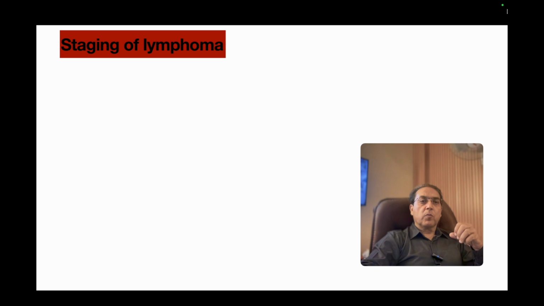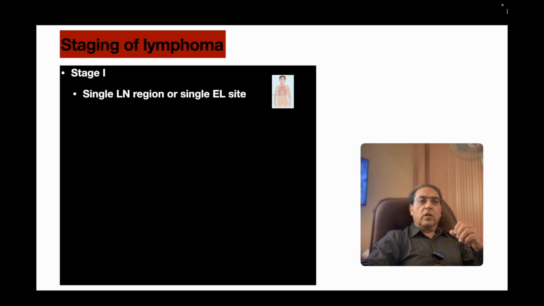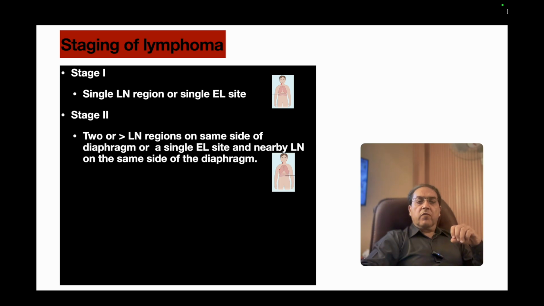Now, we stage lymphoma as stage 1. Stage 1 is lymphoma when only a single lymph node region or single extra lymphatic site is involved. For example, one lymph node group in the neck is involved, or only the spleen is involved. Stage 2 is two or more lymph node regions on the same side of the diaphragm, either above the diaphragm or below the diaphragm, or a single extra lymphatic site and nearby lymph nodes on the same side of the diaphragm. It means the stage 2 lymphoma is on one side of the diaphragm, either above or below the diaphragm. And then we've got stage 3.